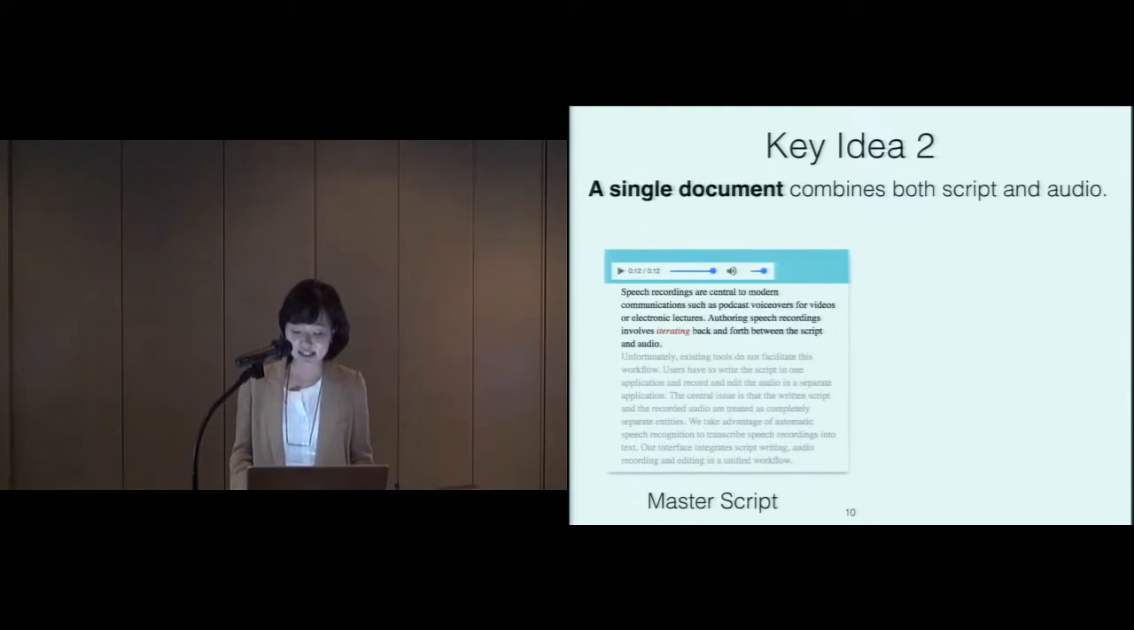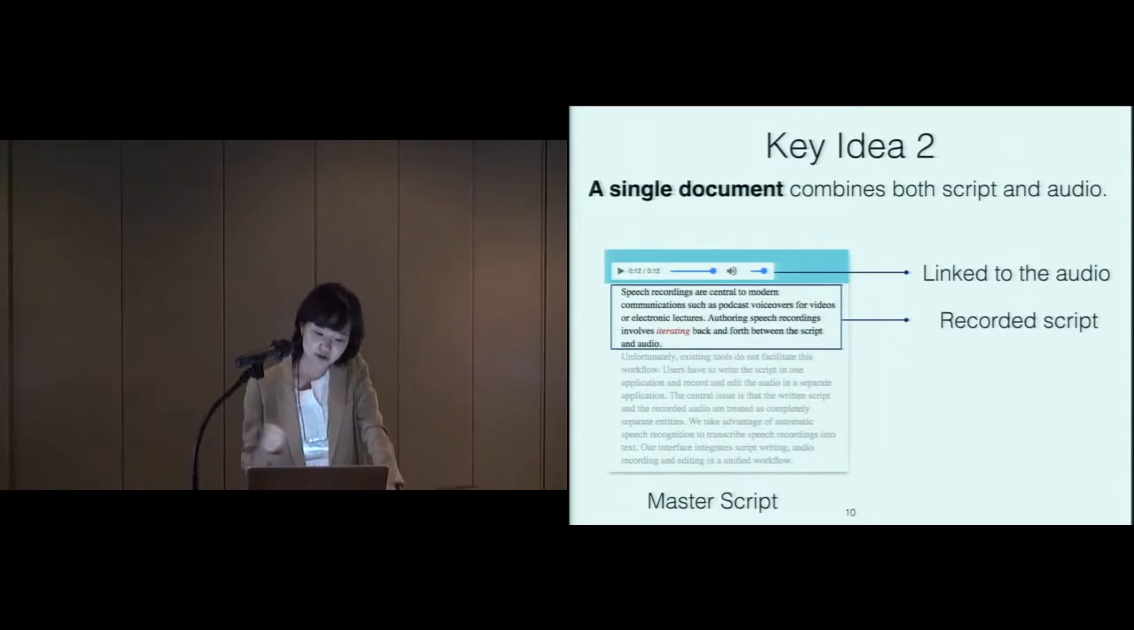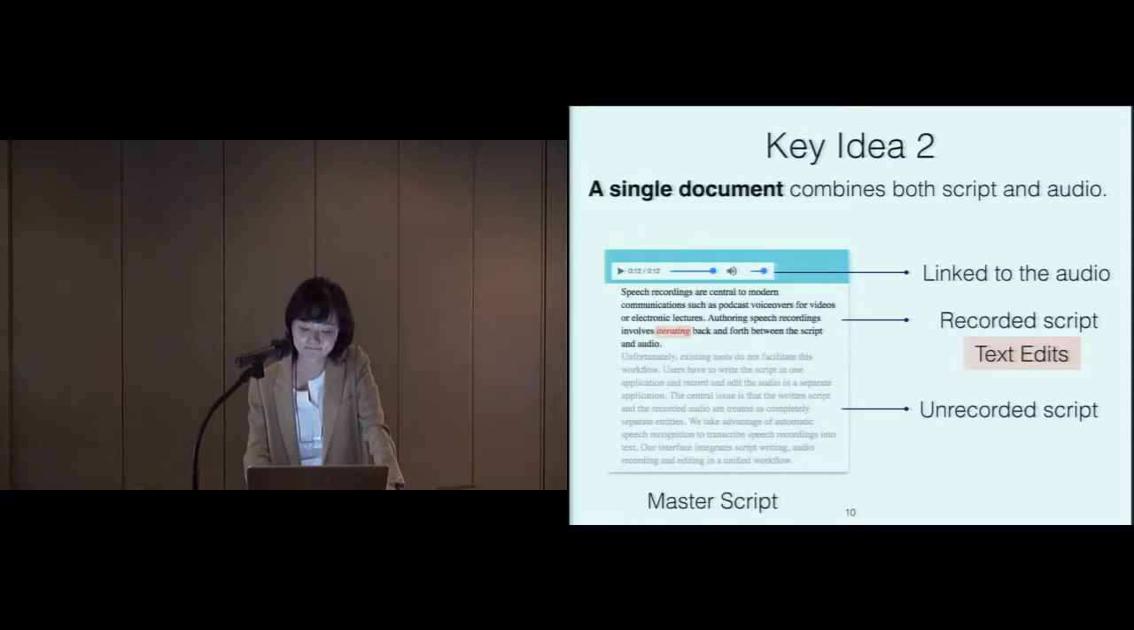Now, our idea is, instead of having separate representations for the script and the audio recordings, we will combine them in a single document. We call this document the master script in our interface. The master script will be linked to the audio, which represents the final track that you're authoring. It'll include recorded speech that's from the audio transcripts, but also unrecorded text that you wrote in the script. It'll also keep track of any text edits to the recorded text.